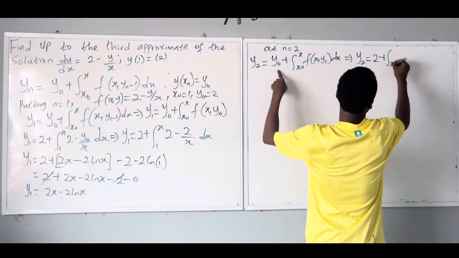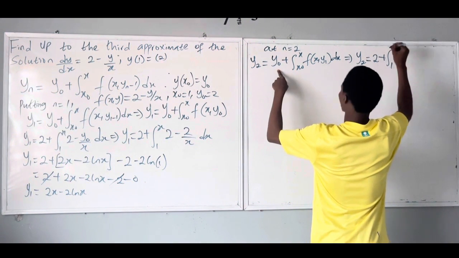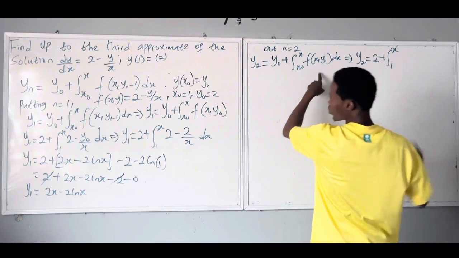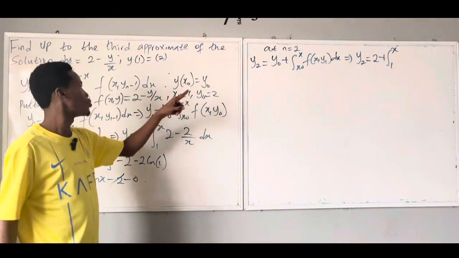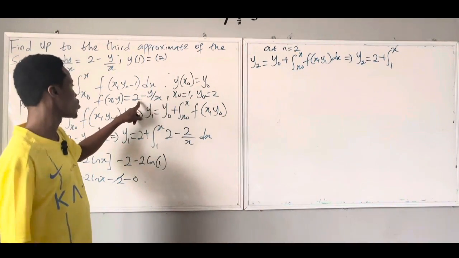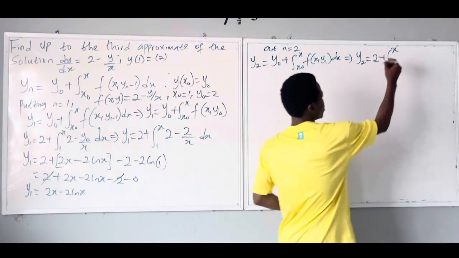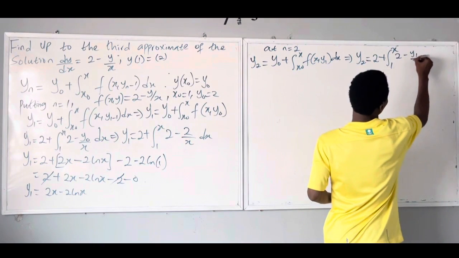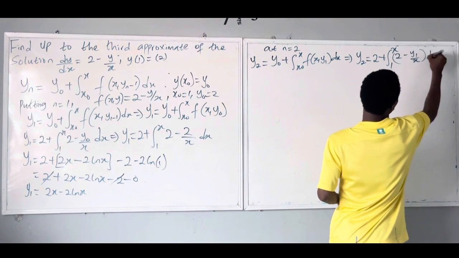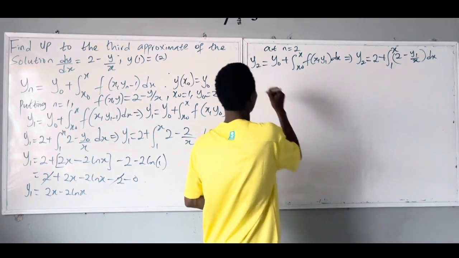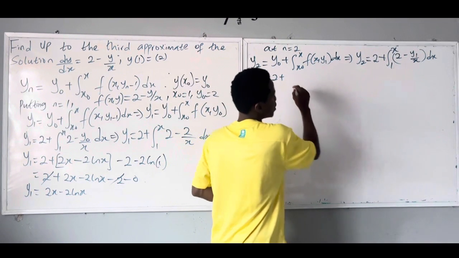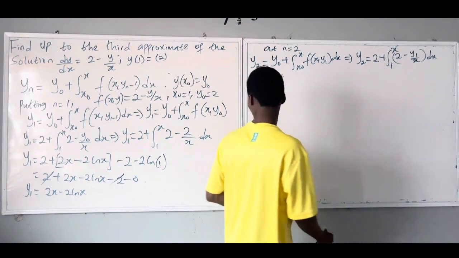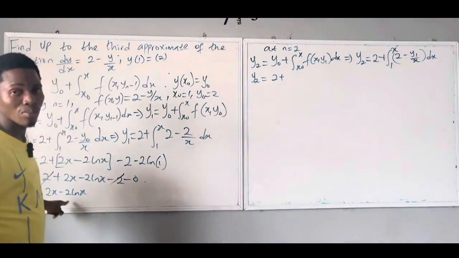plus from x naught, which is 1, from 1 to x, f of s, y1. So this is our f of s, y. So it means whenever we see y, we put what? y1. I'm going to have 2 minus y1 of s, 2 minus y1 of s, then ds. So what am I going to have next? I'm going to have y2 is equal to y naught, which is what? 2 plus, if I integrate, what's our y1 already? y1 already is 2x minus 2 ln x.